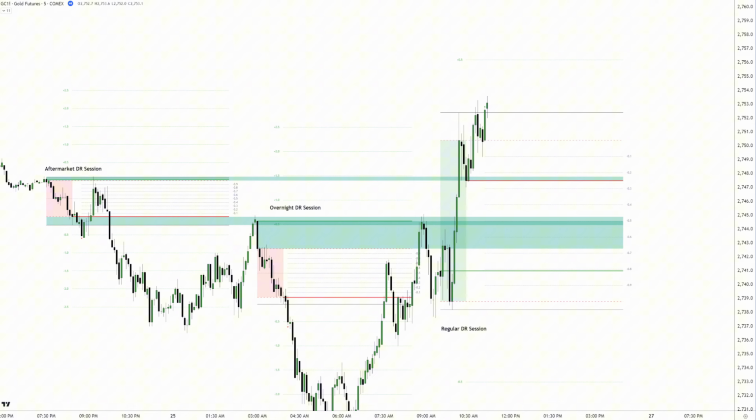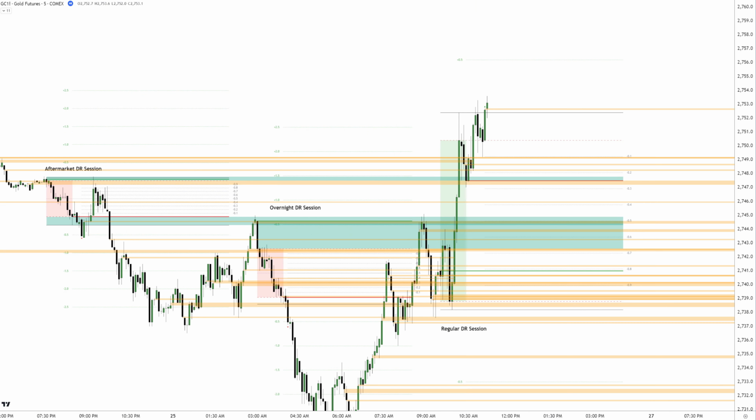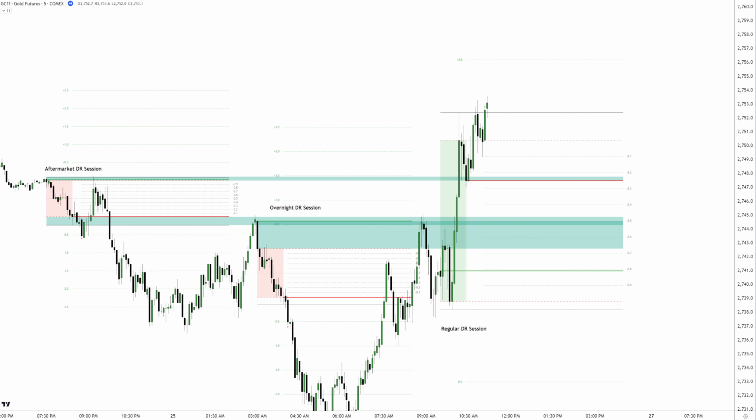In terms of volume imbalances, there are several aligned with the aftermarket DR session highs and some in the lower area of the defining range that we can turn on and off as needed. Lastly, check for intraday gap imbalances if there are any aligning. Now that we're set, let's wait for clear entry signs.